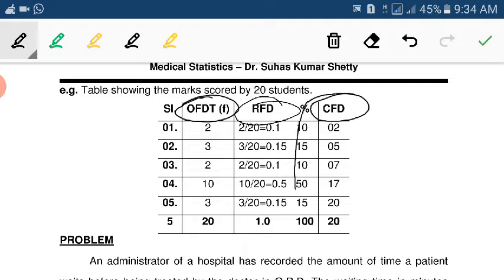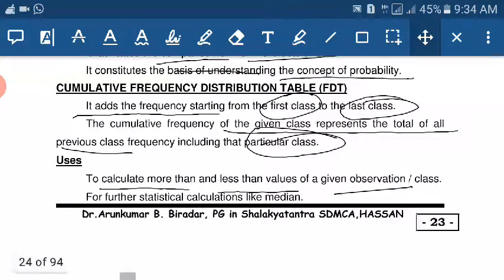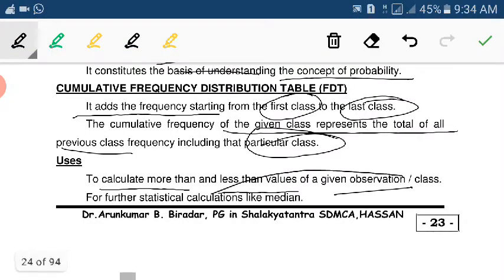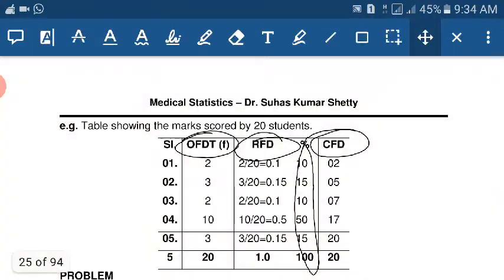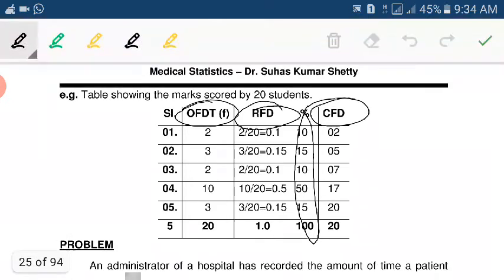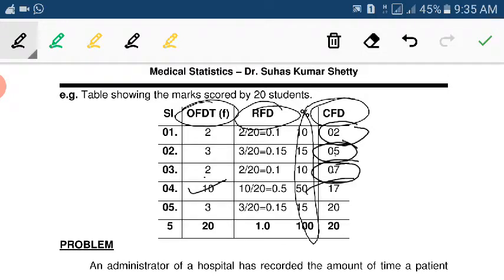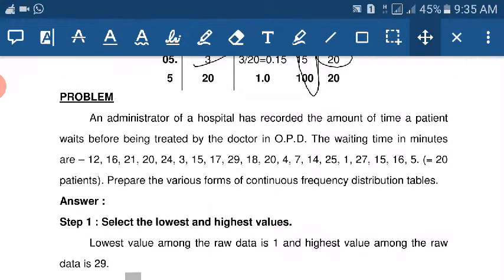Relative is in percentage, which we are showing here, and cumulative goes from the first to the last class, adding the frequencies. It means if we consider 2, then 2 plus 3 is 5, then 5 plus 2 is 7, then 7 plus 10 is 17, and 17 plus 3 is 20. This is the cumulative.